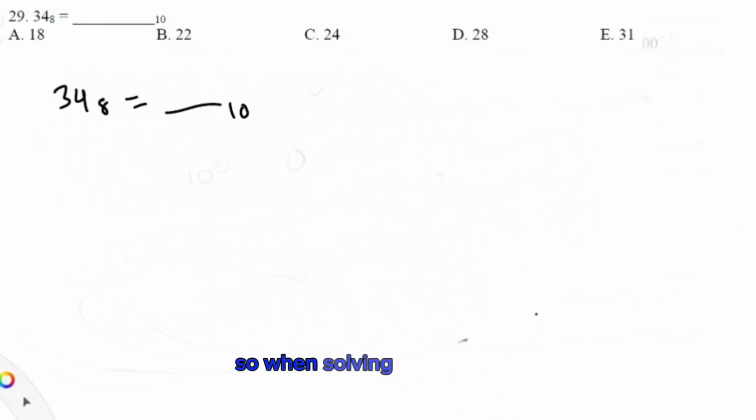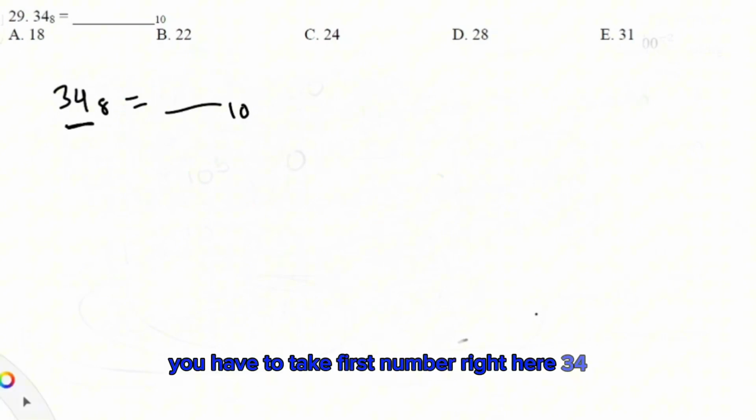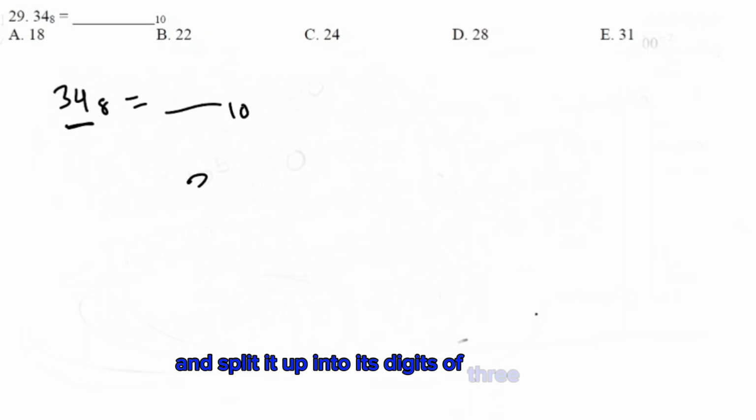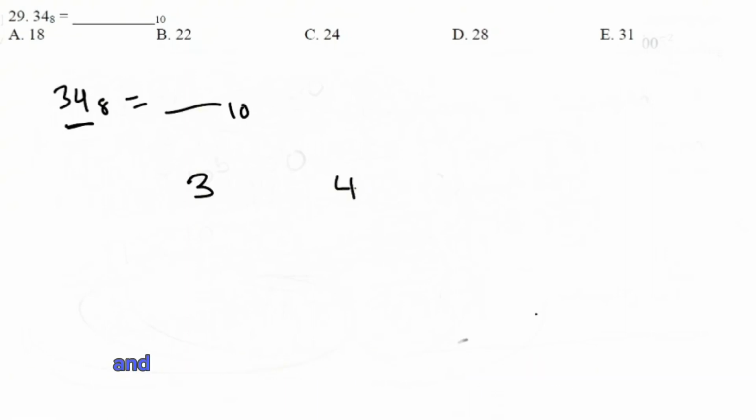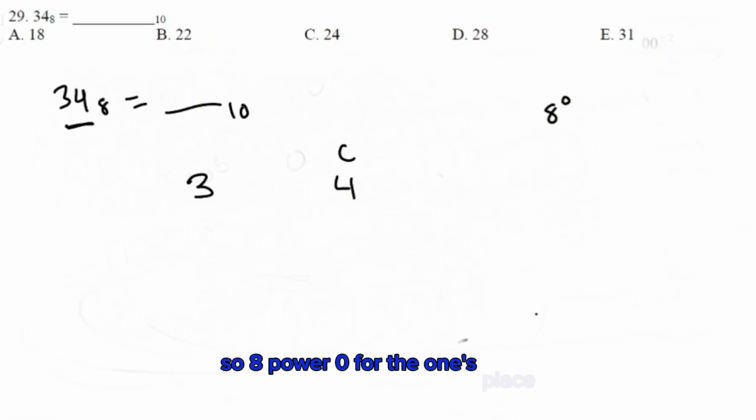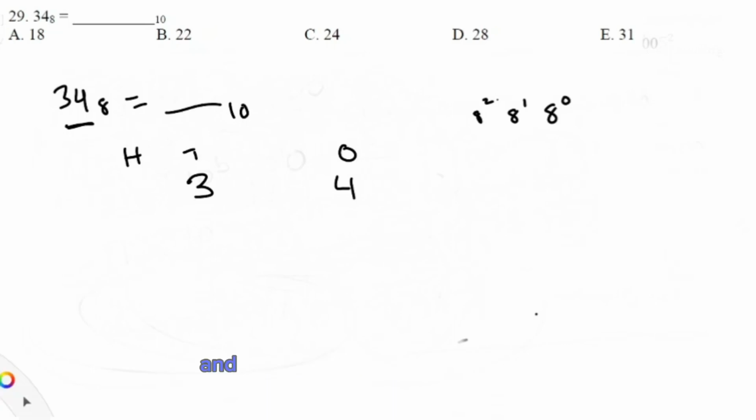Alright, so when solving this problem, all you have to do is take the first number right here, 34, and split it up into its digits, so 3 and 4. And now you're going to multiply each of these numbers by a power of 8. So 8 to the power 0 for the ones place, and 8 to the power 1 for the tens place. Hypothetically, if we had a hundreds place, you would multiply it by 8 to the power 2, and it keeps going on in that order, but we don't have a hundreds place. So it's just 8 to the power 1 and 8 to the power 0.